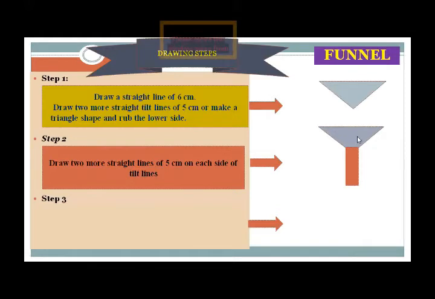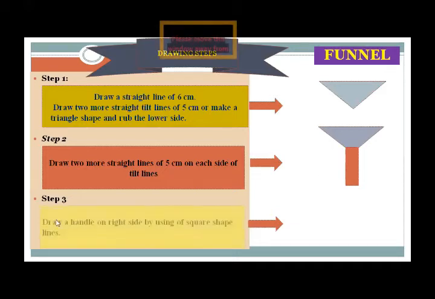I shared with you that you will rub the lower side. When you rub the lower side, you will draw two more straight lines of 5 centimeters on each side of the tilt line. These are the tilt lines. So you will draw two more straight lines after the tilt line that will join it. This shape will look like a small rectangle. It means you will join a triangle with the shape of a rectangle.